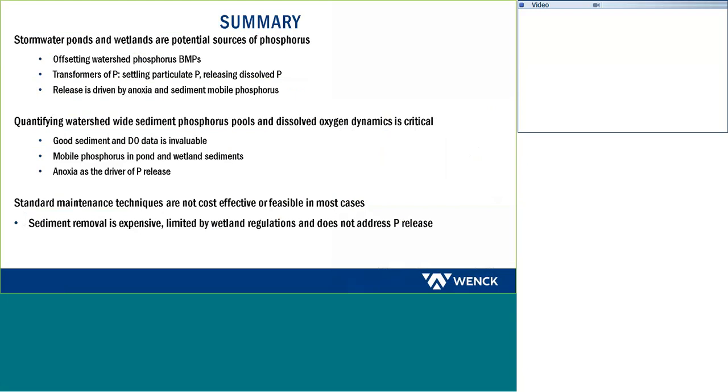So, stormwater ponds for phosphorus control. These systems have a lot of legacy phosphorus in them from years and years of settling phosphorus, and so they're really potential sources of phosphorus. They're offsetting some of the efforts we're putting out for BMPs, and they're transforming it from a particulate phosphorus to a more problematic soluble phosphorus. Quantifying the watershed-wide phosphorus pools is really critical, and understanding how much this is undoing what we're doing and understanding that internal cycle of phosphorus in the ponds is critical to making some movement.